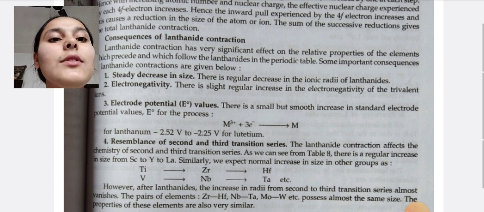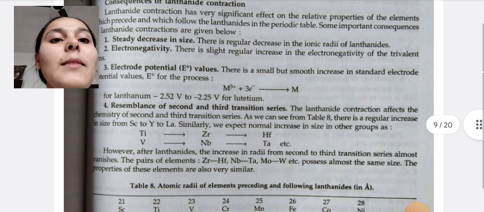E naught for the process for lanthanum is minus 2.52 volt to minus 2.25 volt for lutetium. Resemblance of second and third transition series. The lanthanide contraction affects the chemistry of the second and third transition series.